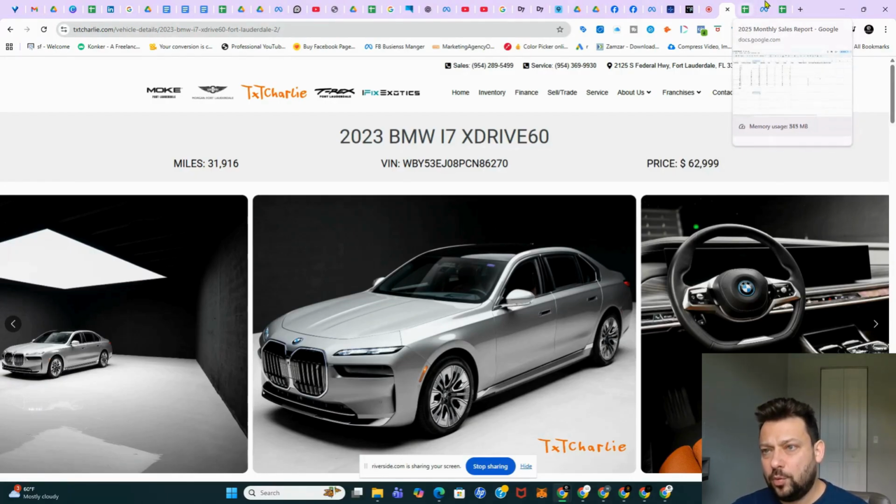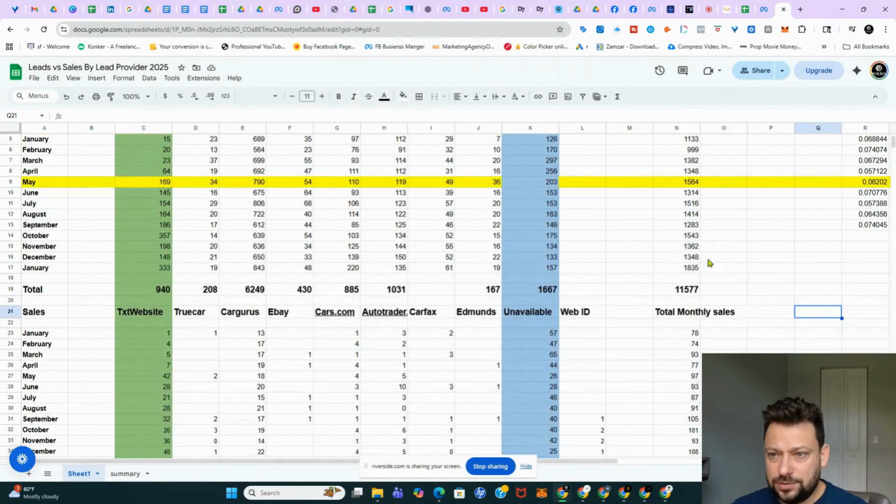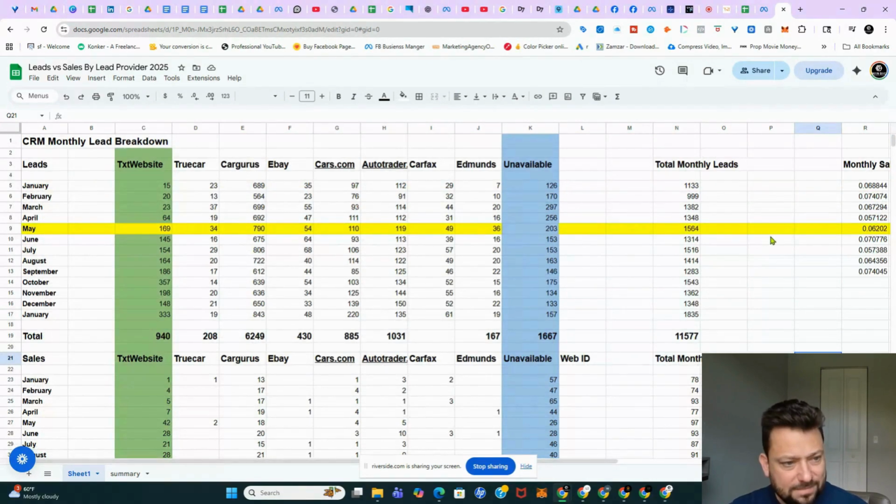There's one other point of reference that just makes sense, right? So the lead count for the dealer also, if it's the same, Car Gurus was 689 to 650 for the whole entire year, with the numbers being consistent. This shows that all the other lead providers are the same.